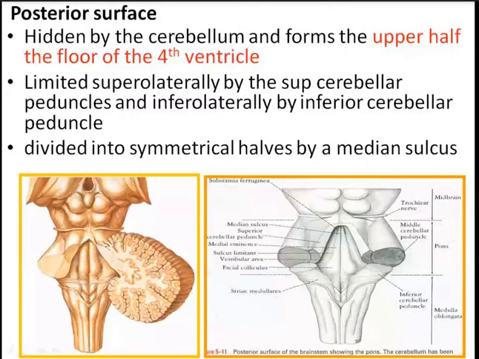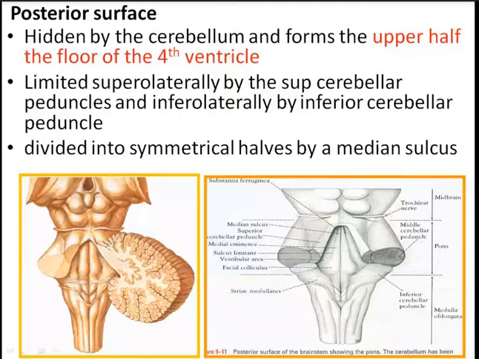So move on to the posterior surface. Yesterday we discussed the floor of the fourth ventricle. The floor of the fourth ventricle in the lower aspect is formed by the posterior aspect of the medulla oblongata, the open part, and the above part is formed by the posterior surface of the pons. So just above the stria medullaris, this area is formed by the posterior surface of the pons. So this one is the posterior surface of the pons.